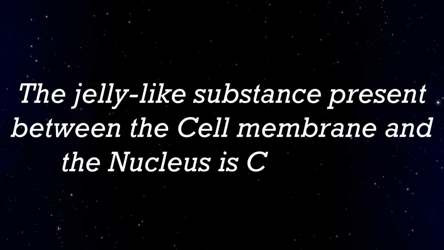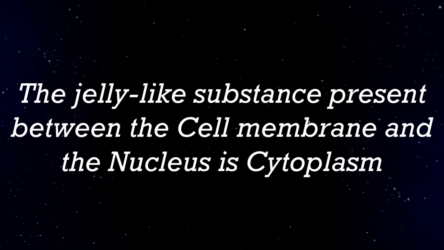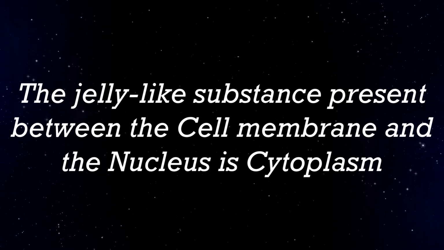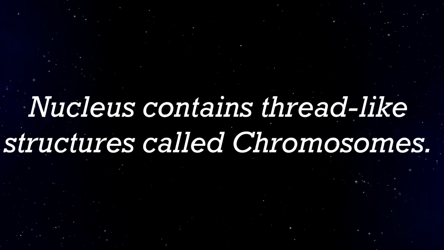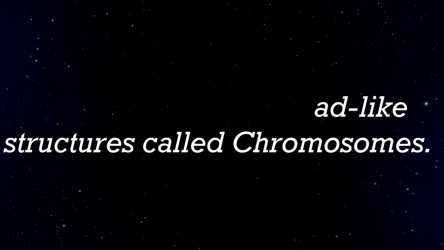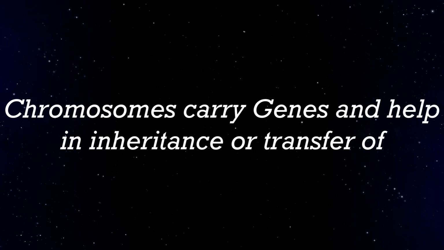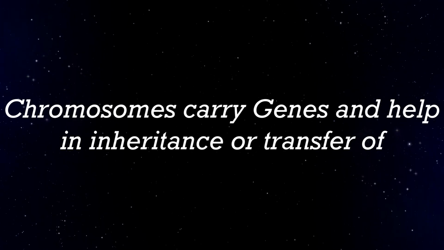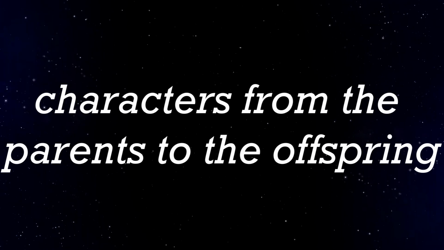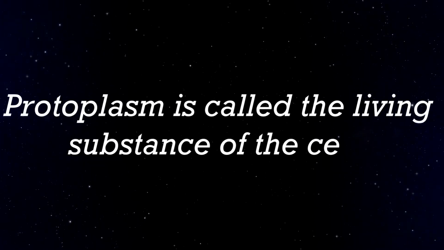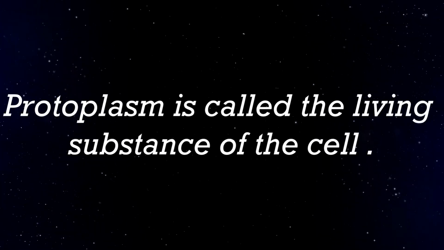The jelly-like substance present between the cell membrane and the nucleus is cytoplasm. Nucleus contains thread-like structures called chromosomes. Chromosomes carry genes and help in the inheritance or transfer of characters from the parents to the offspring. Protoplasm is called the living substance of the cell.